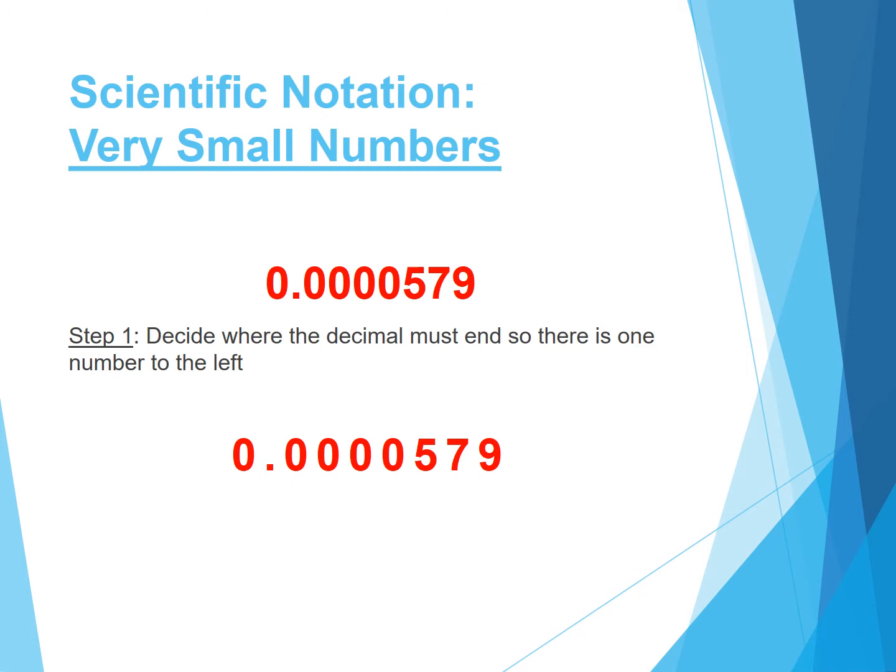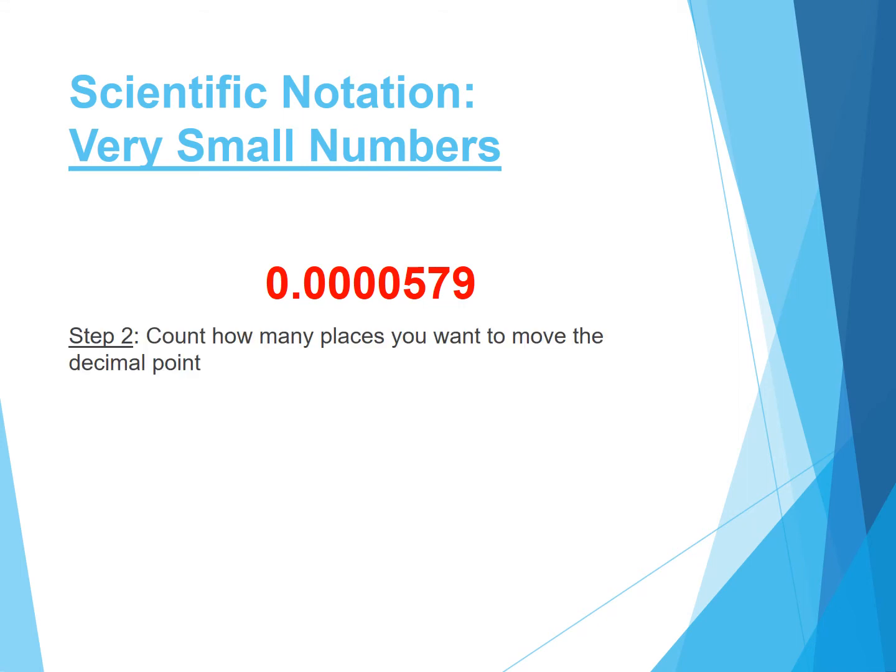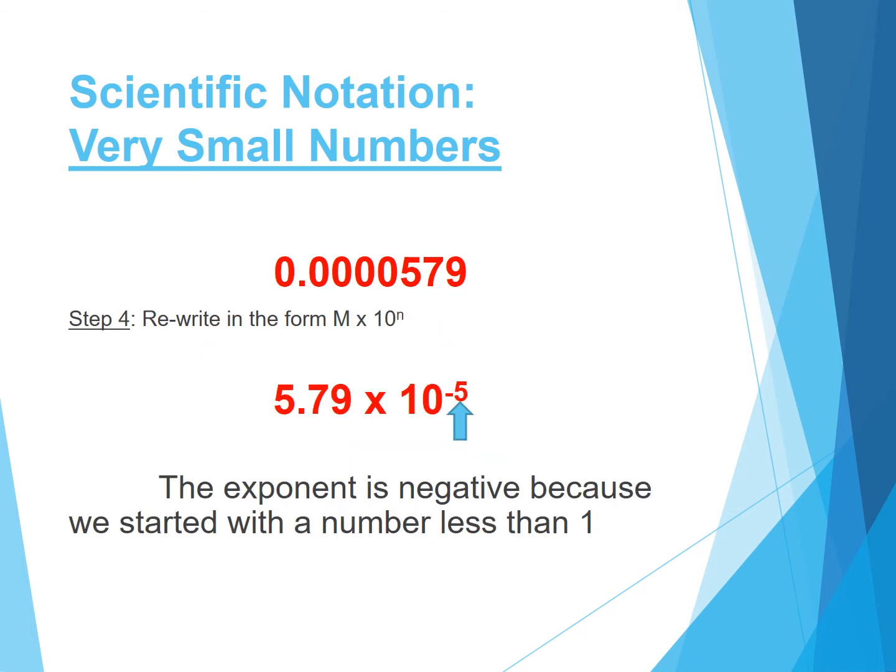So, very small numbers. The first thing we're going to do is decide where the decimal must end. So once again, there's only one number to the left. For this case, it's going to be between the 5 and the 7 because then we'll only have that 5 in the front. So we're going to count how many places we want to move the decimal point, and move it over, and that's 5. We're going to rewrite it to be 5.79 times 10 to the negative 5th. It's negative because we started with a number less than 1.